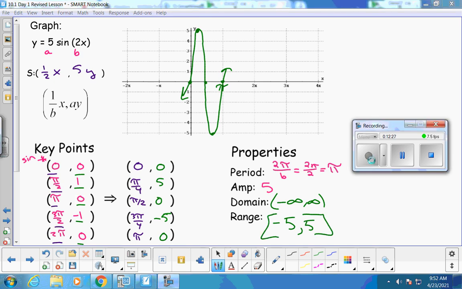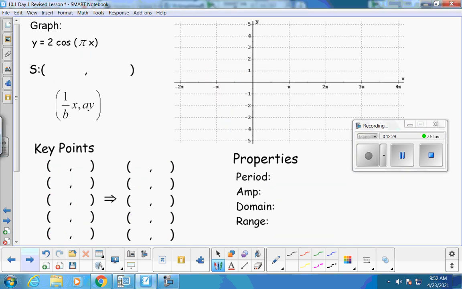All right, we're only going to do one more problem today, and then I'm going to show you how you can graph these in your calculator to check your work. This particular problem has an a value of 2, that's going to affect the amplitude, and a b value of pi, that's going to affect the period. So amplitude is 2. Period, again, the formula is 2 pi over b. So 2 pi over pi, the period would end up just being 2.